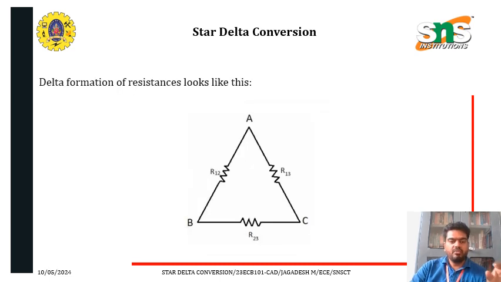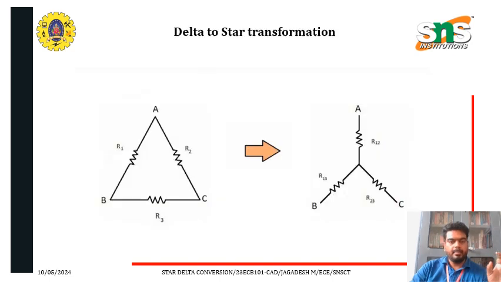The delta formation of resistance looks like this. Here A, B, C are the terminals. In between A and B, the resistance is named R12. In between B and C, the resistance is named R23. And in between A and C, the resistance is named R13. So delta to star conversion means, if the network consists of this formation, then we can easily convert it into this star type.